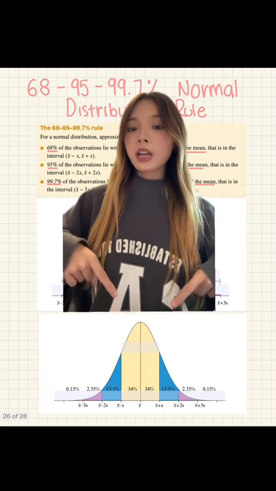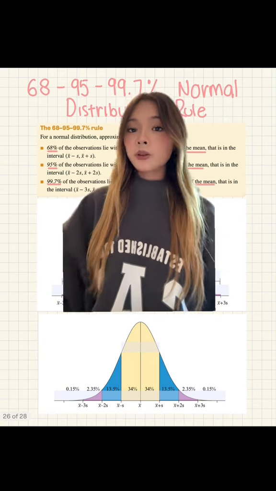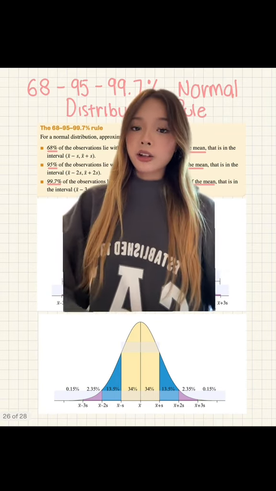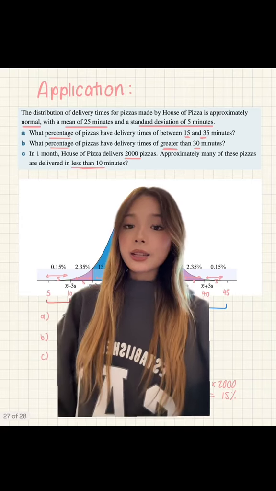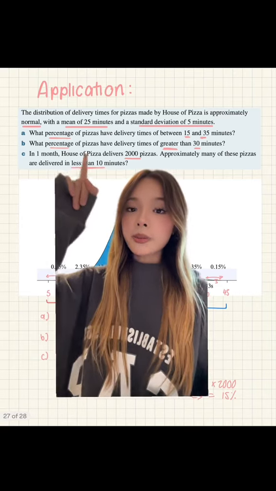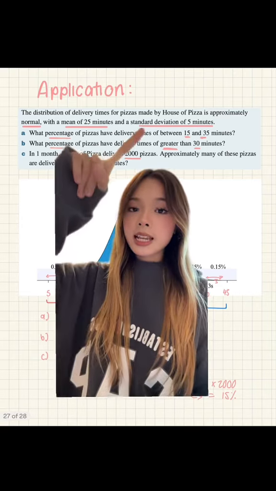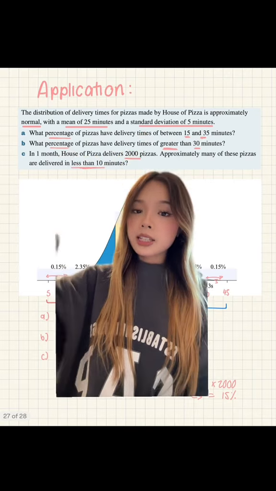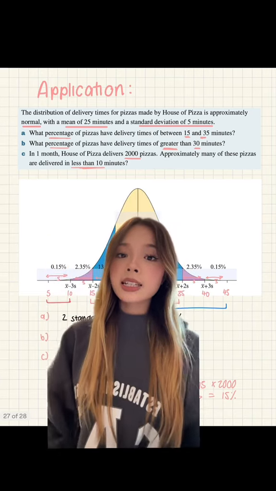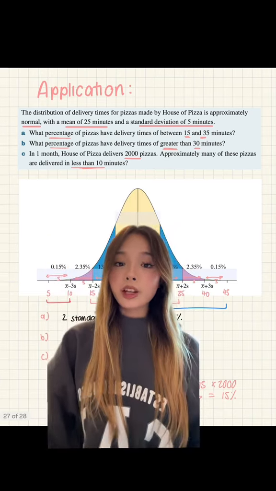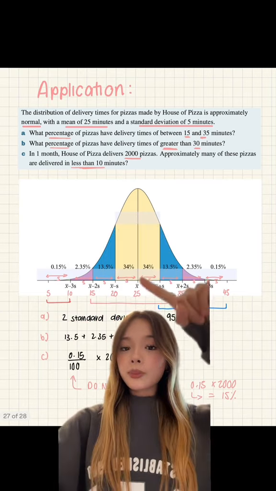So this is the graph that I used in my bound reference to help me quickly calculate the area under the graph for certain percentages and standard deviations. Now let's apply this to a question. This question tells us that the mean is 25 minutes and a standard deviation of 5 minutes for the delivery time of pizzas. And question A is asking us what percentage has the delivery time between 15 and 35 minutes. So we can use this and apply it to the graph.